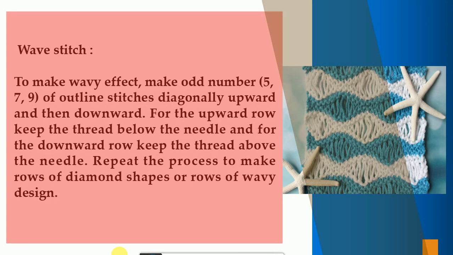Wave stitch. To make a wavy effect, make an odd number, 5, 7, or 9, of outline stitches diagonally upward and then downward. For the upward row, keep the thread below the needle, and for the downward row, keep the thread above the needle. Repeat the process to make rows of diamond shapes or rows of wavy design.